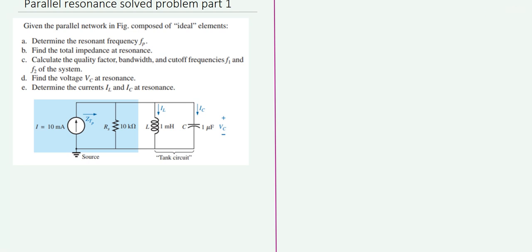Hello viewers. So இந்த வீடியோல நம்ம parallel resonanceல solved problems பத்தி detailed பார்ப்போம். So for the given problem, given the parallel network in the figure composed of ideal elements, determine the resonance frequency, find the total impedance at resonance, calculate the quality factor, bandwidth, cutoff frequencies F1 and F2 of the system, find the voltage VC at resonance, determine the currents IL, IC at resonance. So இதுதான் வந்து இப்ப நம்ம calculate பண்ண போறோம்.